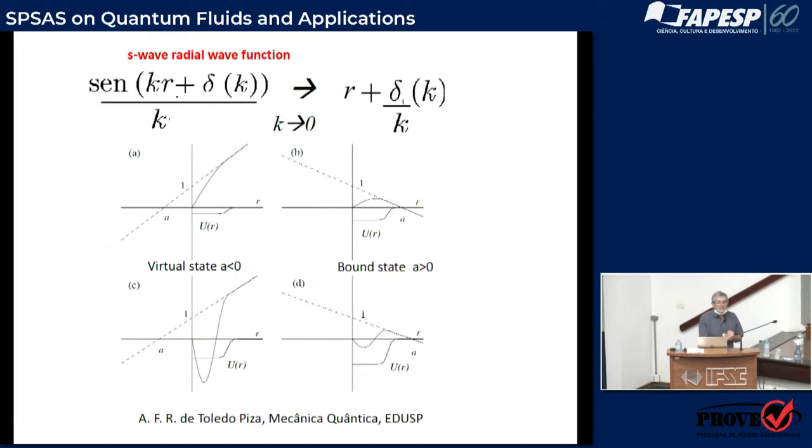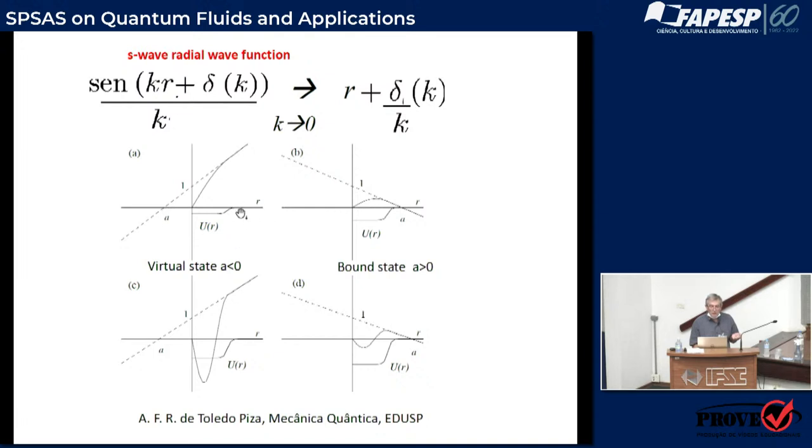And I take this lesson from a book that I like very much, by our beloved Professor Tobias Frederico. And this figure just illustrates that. So if you go to very low energy, for the scattering state wave function, δ goes to zero in such a way that δ over k is a constant, and this is nothing else than the scattering length. And then if I have a virtual state, you see here how this wave function just increases. And here is the negative scattering length.